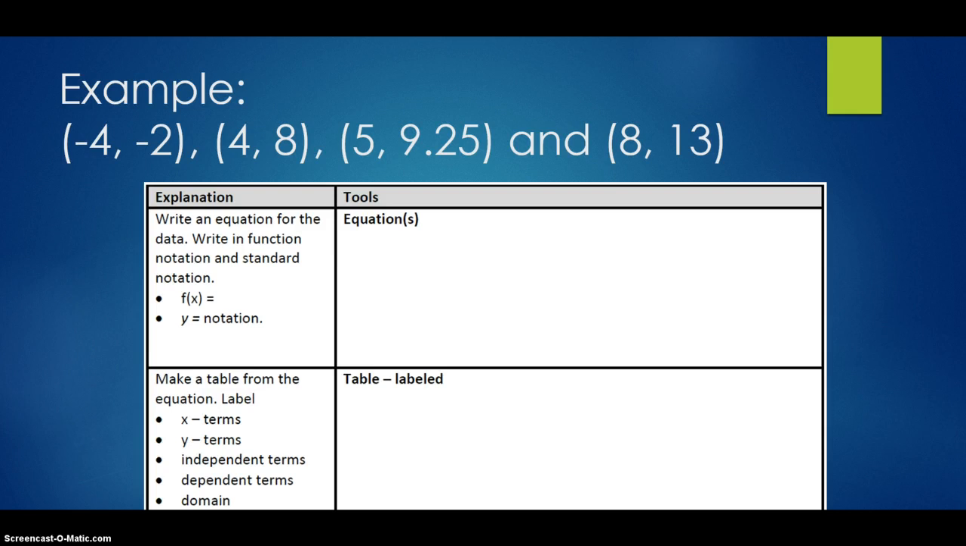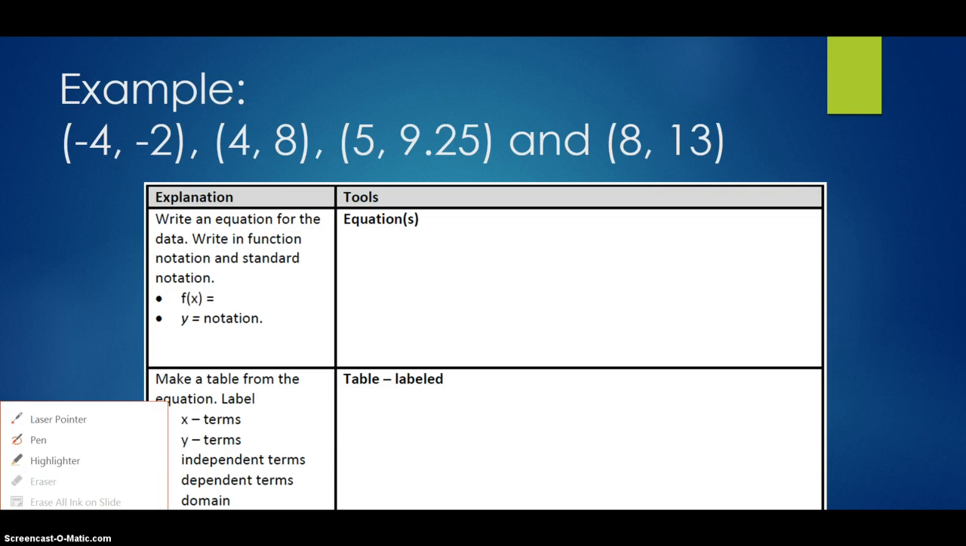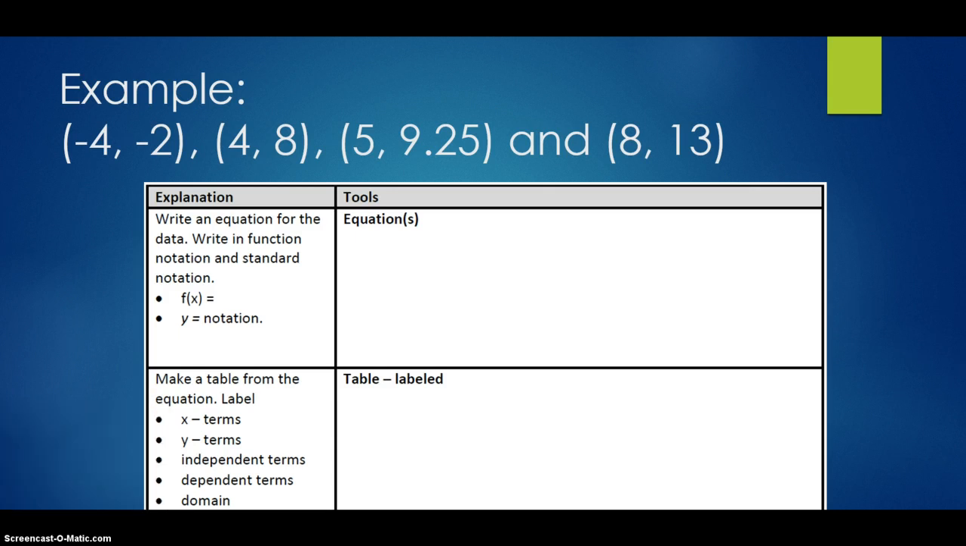So for me, when I look at this, I want to start with a table because I know how to put this information in a table. So let me grab a pen and let's make a table. We have our X and our Y. Please do this on your paper as I'm filling it out. If you need to pause the video, feel free to pause and finish doing what you're doing.